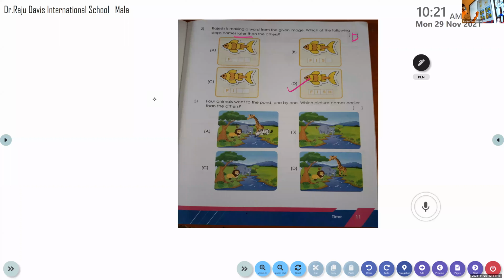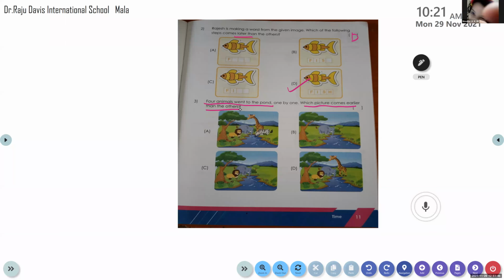Question number 3. 4 animals went to the pond. You can see this picture. See, 4 animals went to the pond one by one. Which picture comes earlier than the others? You can see in the first picture A, all the 4 animals are there. Elephant is here, giraffe, zebra and lion. Yes. Now you understood. Yes, the correct answer is B.